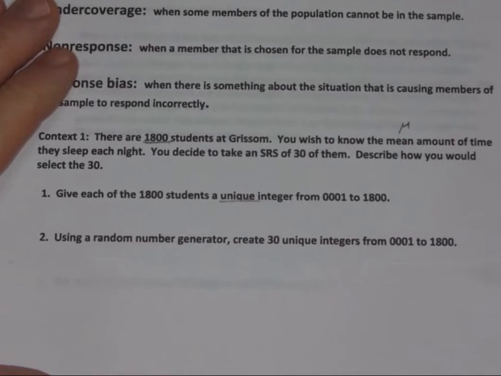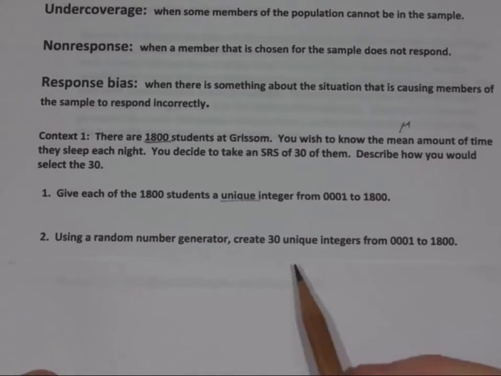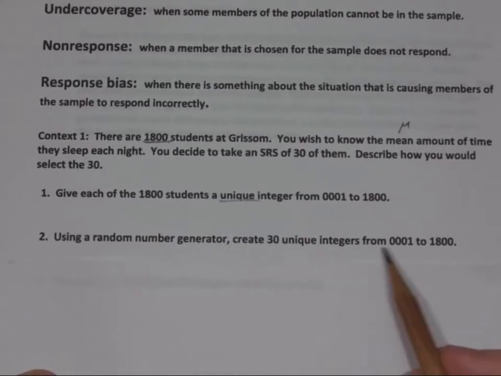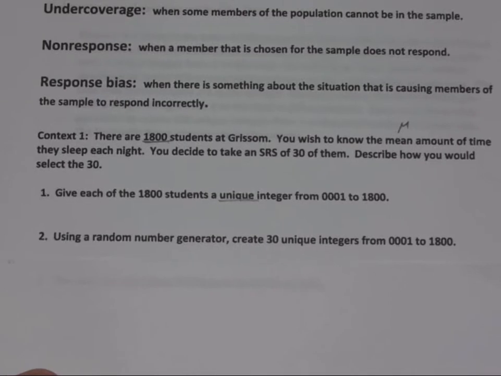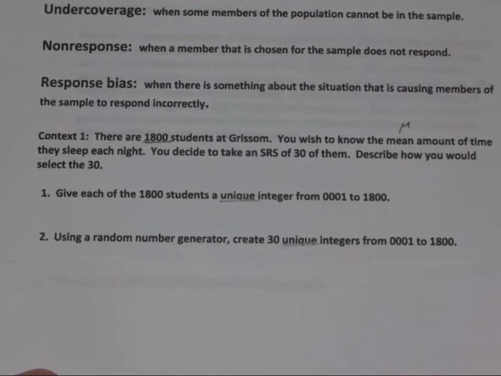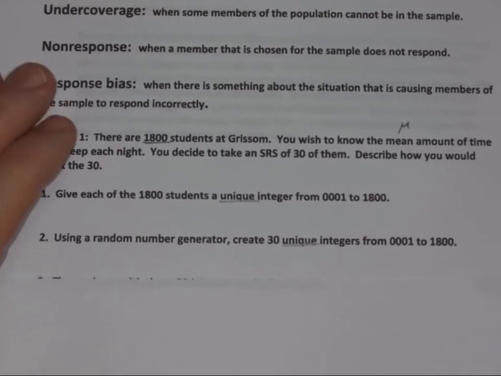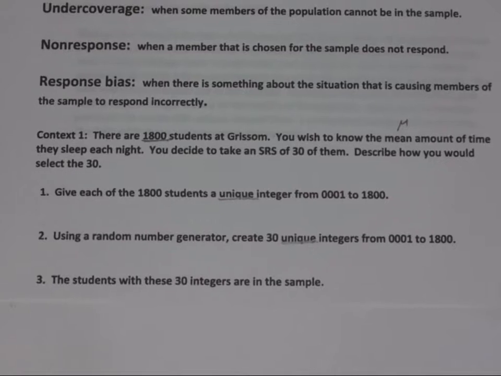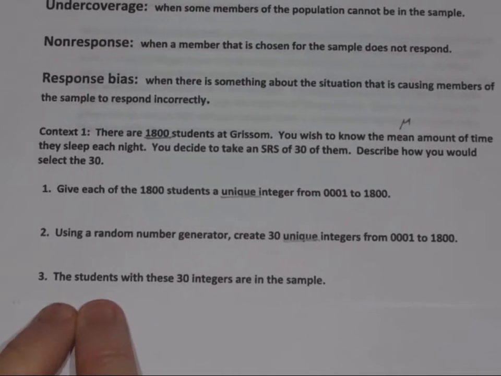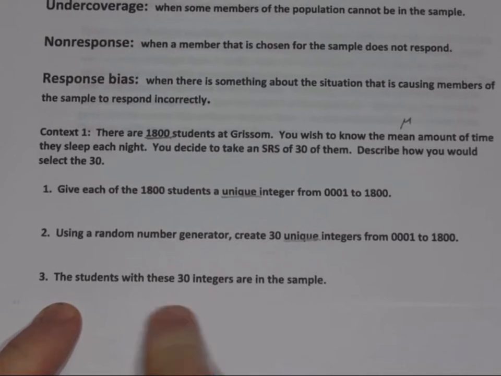Step 2, using a random number generator, or you could use a random digit table if you wanted, and I'm going to show you how to do that. Create 30 unique integers from 1 to 1,800. Okay, and it has to say unique or distinct or ignoring repeats. You can't have any repeats. And then step 3, and a lot of people will forget this step, is you have to say the students with those 30 integers are in the sample. It's not the 30 numbers that are the sample, it is the students. So you have to say those 3 things.